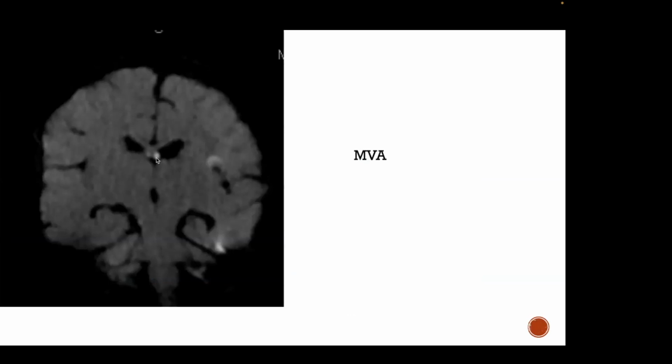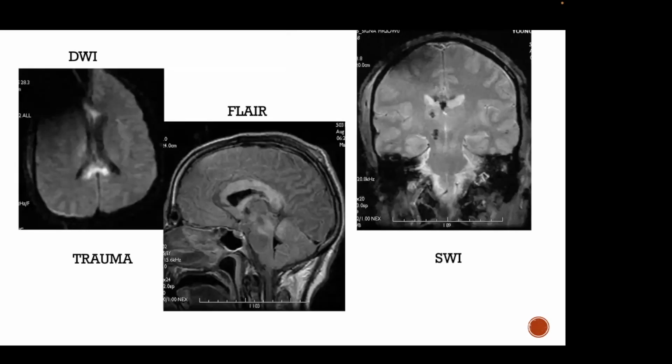Here's an MVA where you can see there's actually restricted diffusion in the fornix bilaterally. And this, I think, would probably correspond with these patients that you'll see who have short-term memory loss transiently after trauma, and it may be due to some disruption of the function of the fornix.